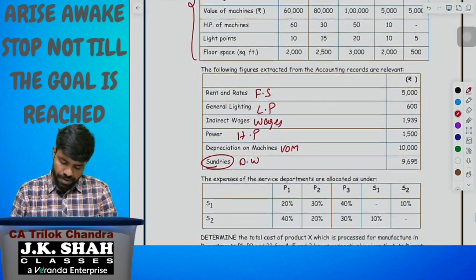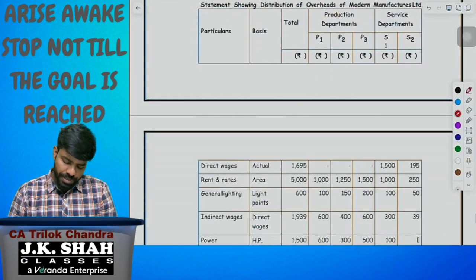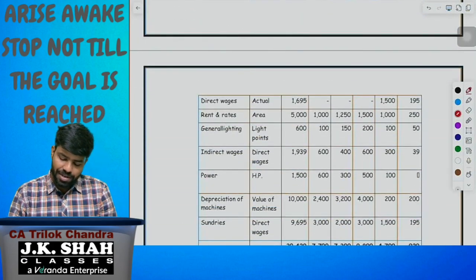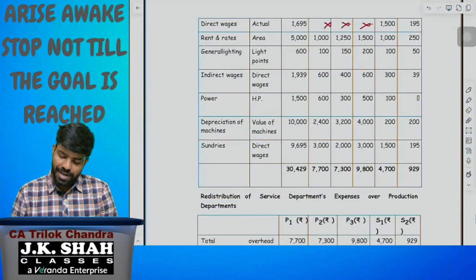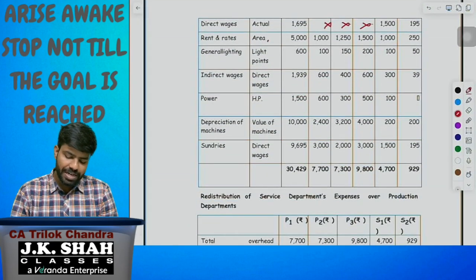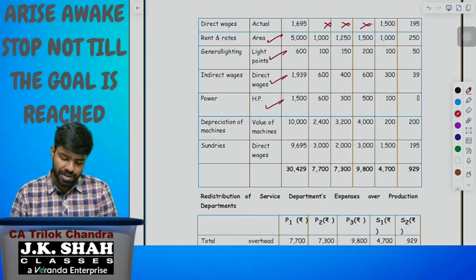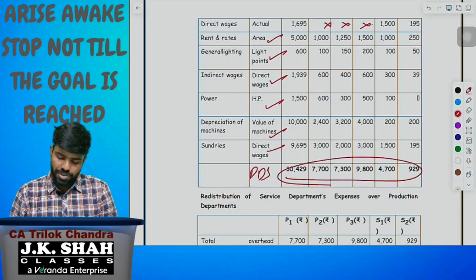Now look at here, direct wages actuals taken, don't take it for P1, P2, P3 and take it only for S1 and S2. Rent and rates area, general lighting light points, indirect wages direct wages, power horsepower, depreciation of machine value of machine, sundries direct wages. If you do that apportionment, we're done with the primary distribution summary.